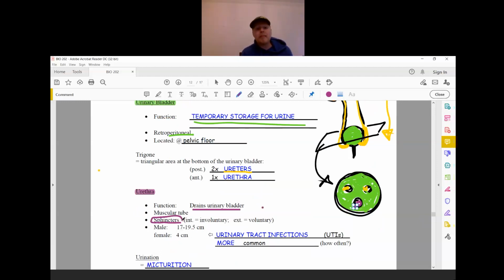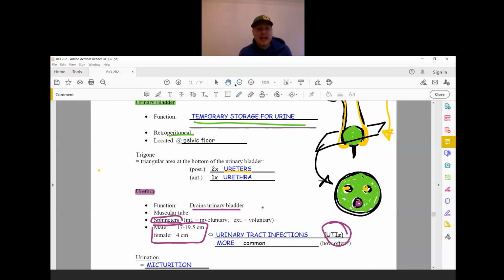So there are some involuntary ones, which are mainly the internal ones, and the external ones are more voluntary. We notice that the length of the urethra differs between males and females, much longer in males. This means that females are more likely to get UTI because the distance for the bacteria to travel to the urinary bladder through the urethra is much shorter.